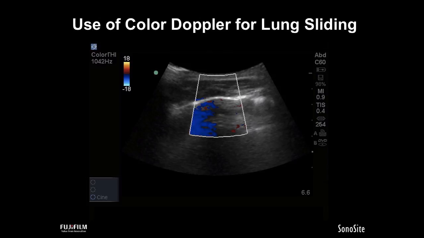If you're not sure about lung sliding, occasionally M mode or even color, as shown here, can help you see subtle movement deep to the pleural line.